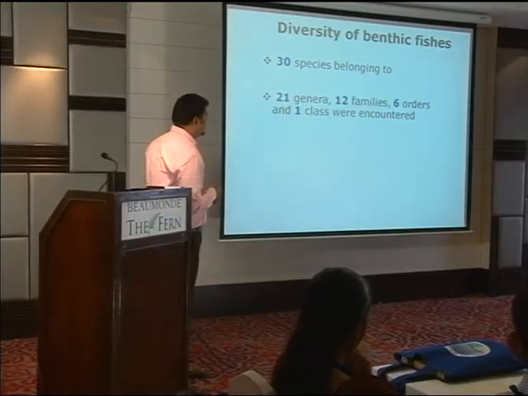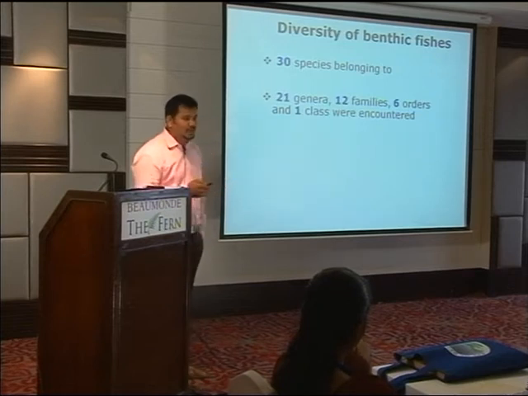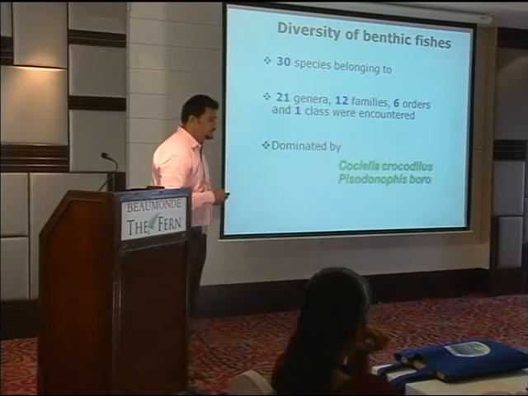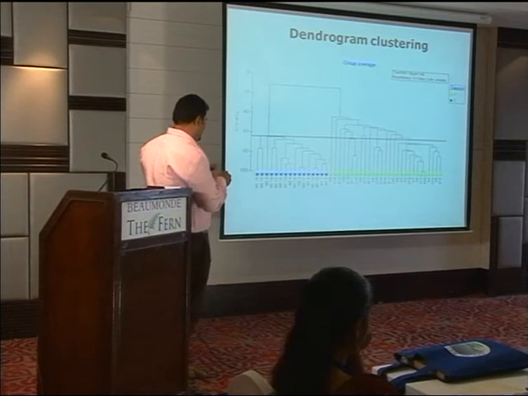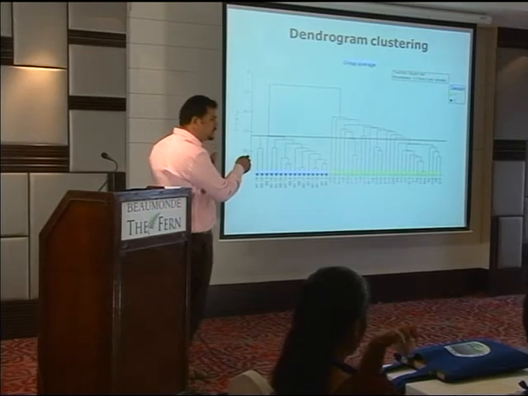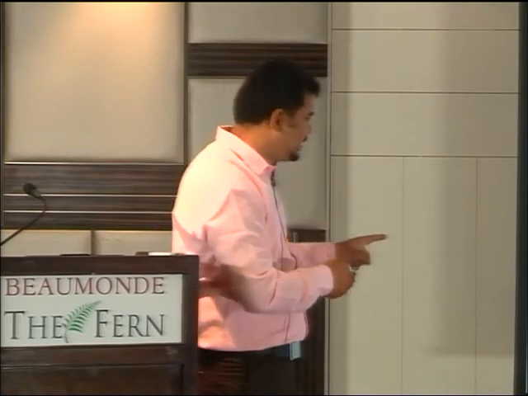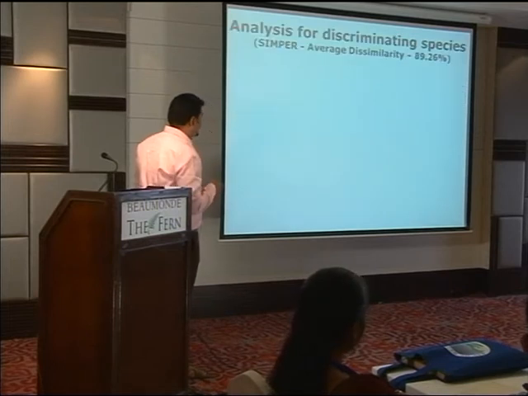Coming to the benthic fishes, overall 30 species belonging to 21 genera, 12 families, 6 orders and 1 class were encountered during the study, dominated by Cociella crocodilus and Pisodonophis boro. This is the dendrogram clustering, which shows all the 64 stations sampled during the study, discriminating into 2 distinct groups. The first group comprises the stations collected during the post-monsoon, and the second group those monitored during the pre-monsoon. Hence we did a discriminating analysis to see what percentage of dissimilarity there is in the community structure.